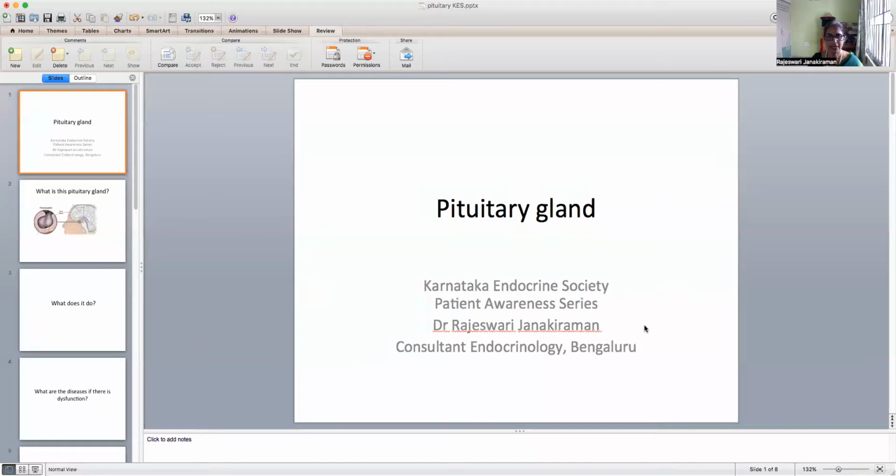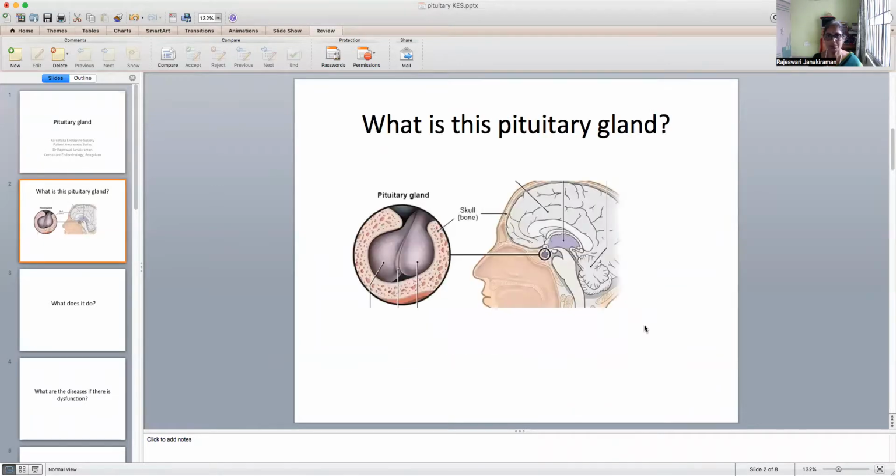So the pituitary gland is a small pea-sized gland. You can see it around the base of the brain, just behind the root of the nose. It's a very tiny gland. And if you see, this is an enlarged view. It has two parts. The front part is called the anterior pituitary, and the back part is called the posterior pituitary.